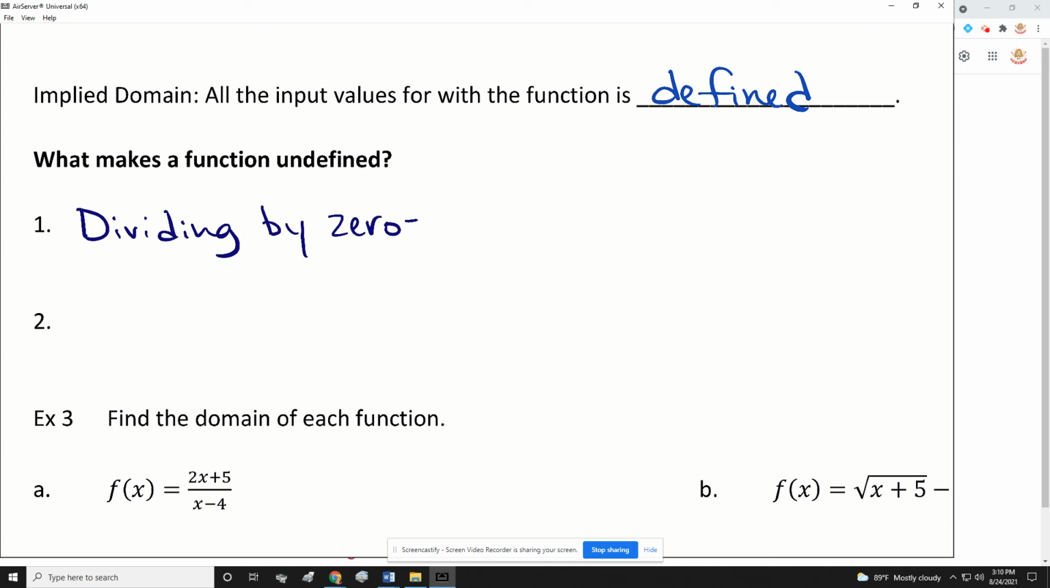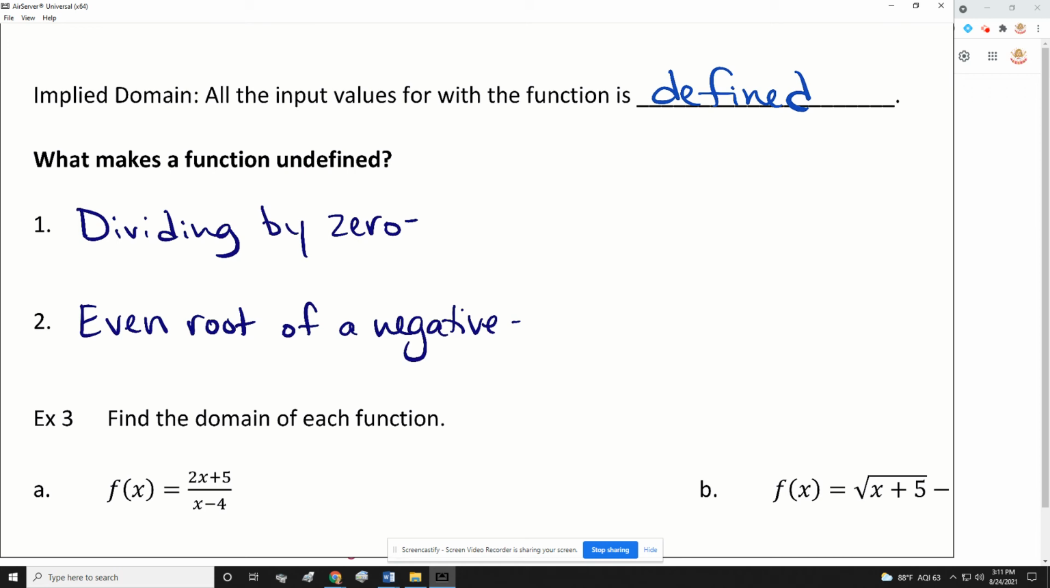And then the other thing we can't have for a function is an even root, like a square root or fourth root, of a negative. Now later we'll talk about imaginary numbers where we do that, but with functions and the domain, we're only talking about real numbers, no imaginary numbers. So these are the two things that restrict the domain: dividing by 0 and taking the even root of a negative. So I'm going to tell you what you do in each case.